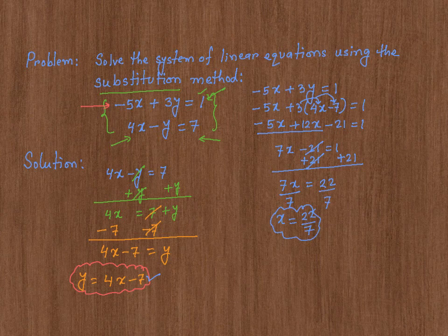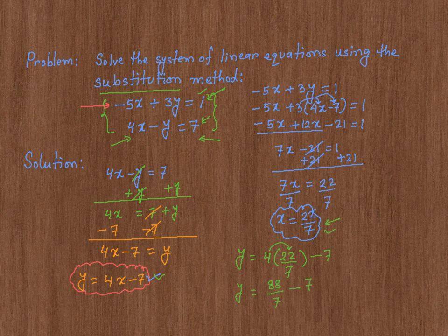Now what I am going to do is take this x value and plug this into the second equation and find the value of y, but I can also use this one equivalently. So what do we get? y is equal to 4 times x. So 4 times x is 4 times 22 over 7, because x is 22 over 7, which we found here, minus 7. So y is equal to 88 over 7 minus 7, since 4 times 22 is 88.